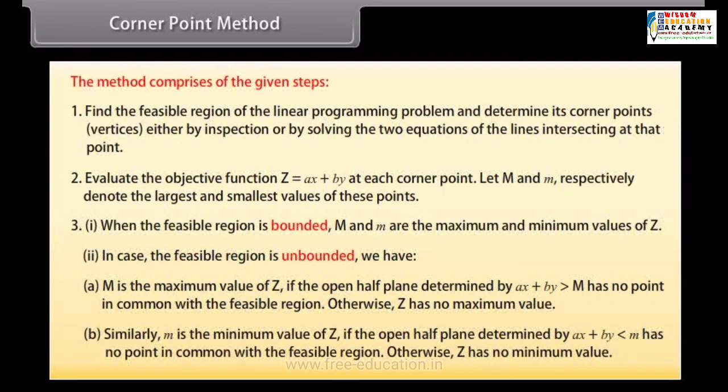b. Similarly, m is the minimum value of Z if the open half plane determined by ax plus by is smaller than m has no point in common with the feasible region. Otherwise, Z has no minimum value.